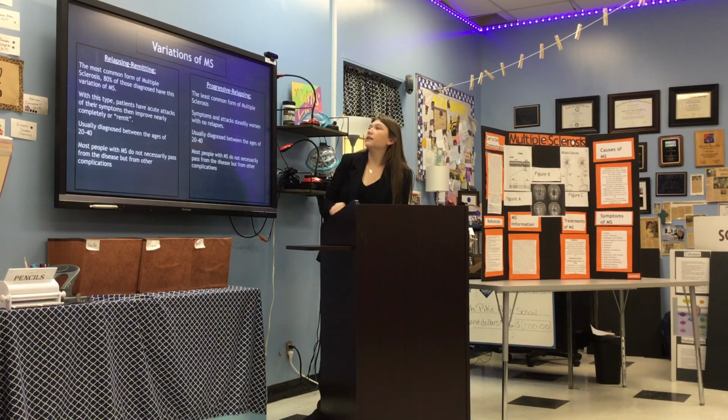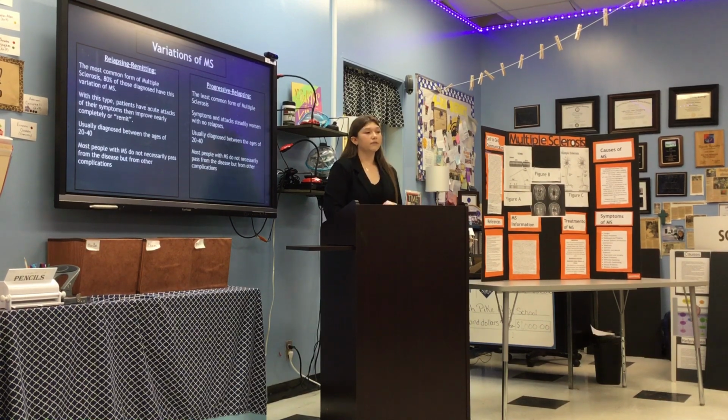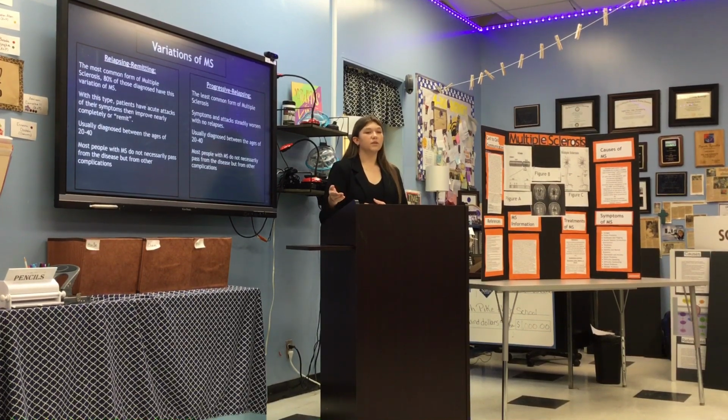Okay. And then there are 2 types of multiple sclerosis. One is relapsing remitting. It is the most common form of multiple sclerosis. With this type, you have a short period of time where your symptoms and your attacks are hitting you all at one time, and then you have another period of time where your symptoms are little to none. And then you have progressive relapsing. This is the least common form of multiple sclerosis. This one's where your symptoms and your attacks suddenly worsen and your health is on a steady downfall.